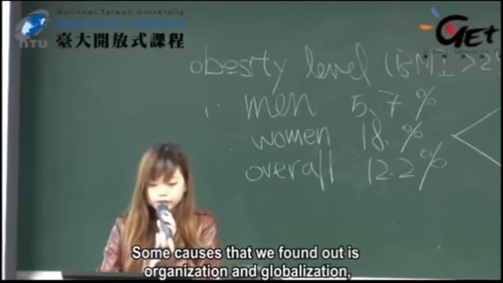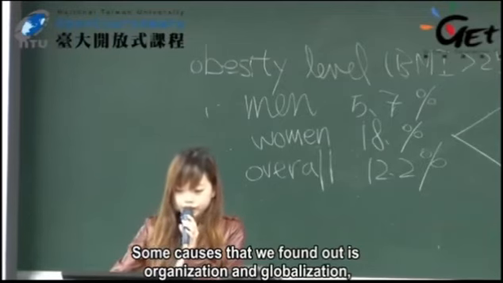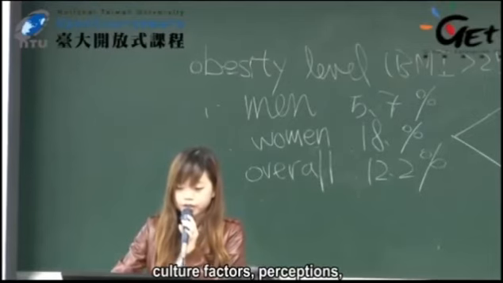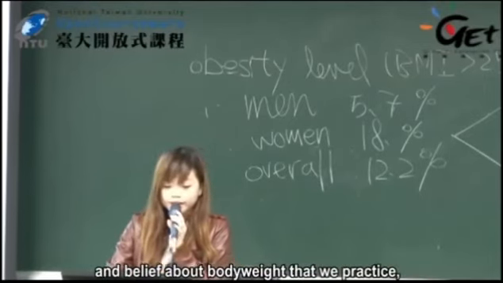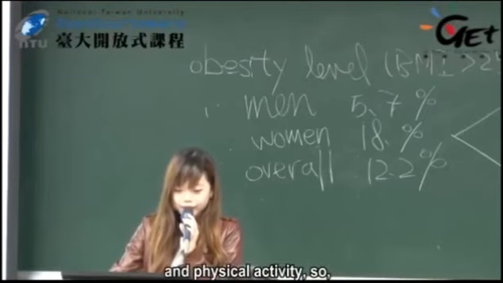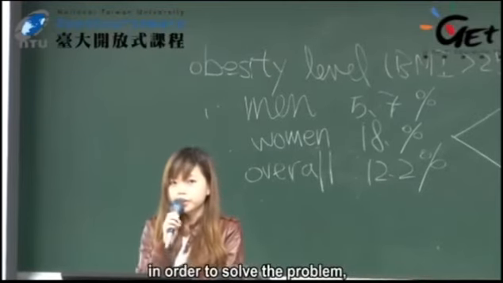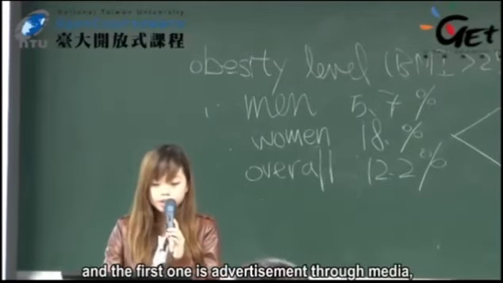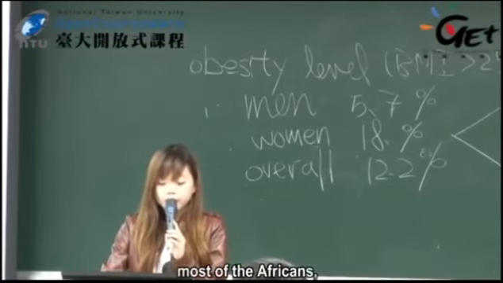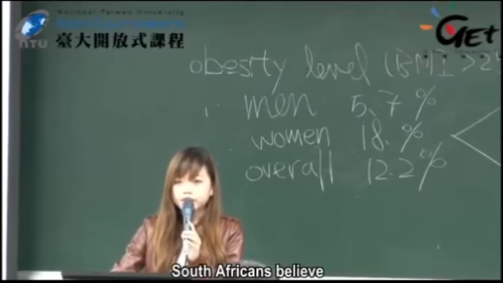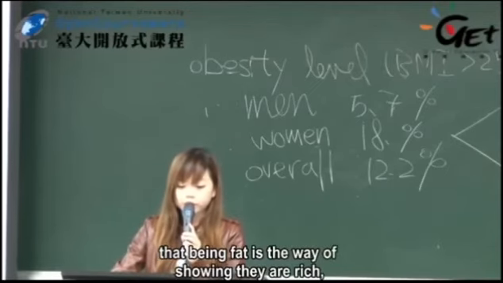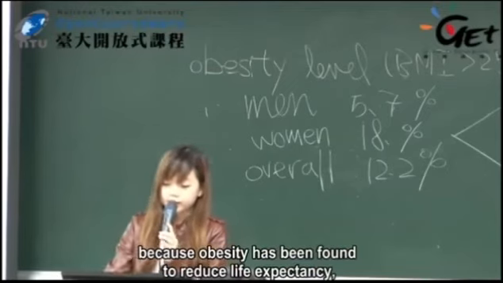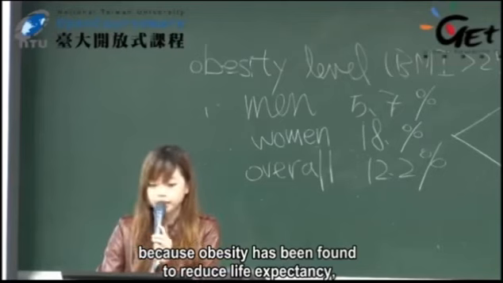Some causes that we found out are urbanization and globalization. Second are socio-economic factors, cultural factors, perceptions and beliefs about body weight, dietary practice, and physical activity. So in order to solve the problem, we came up with 3 public policies, and the first one is advertisement through media. Most South Africans believe that being fat is a way of showing they are rich, lucky, and mainly healthy. However, this is a wrong idea because obesity has been found to reduce life expectancy.